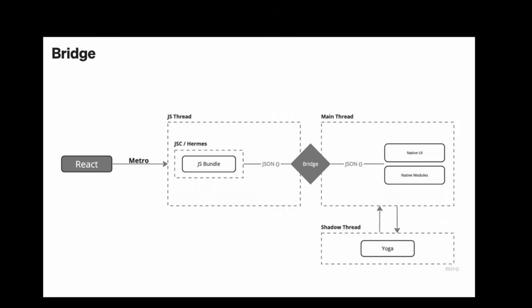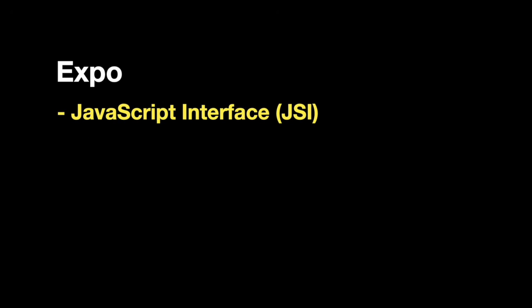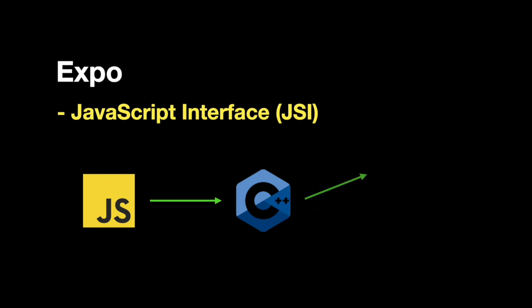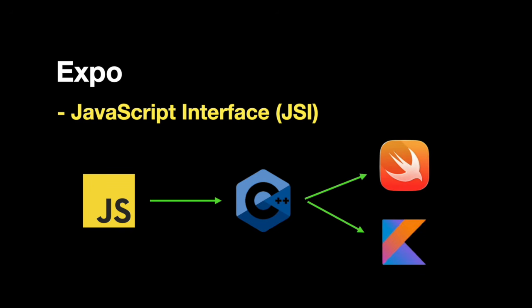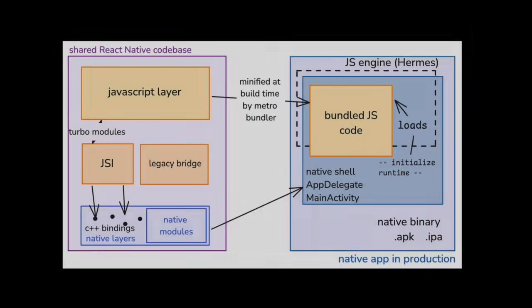Older versions of React Native use a bridge, which is slow asynchronous JSON messaging. In 2026, Expo uses JSI, the JavaScript Interface. The benefit is that JSI allows JavaScript to hold a direct reference to a C++ host object. This means your JavaScript code can call native functions synchronously and instantly. It removes the bridge bottleneck, making Expo apps feel just as snappy as Flutter for almost all business use cases.